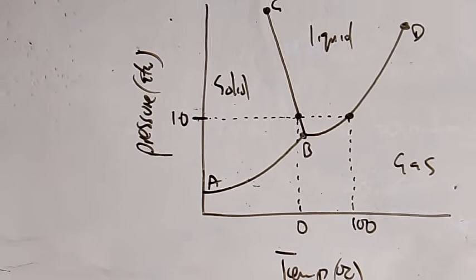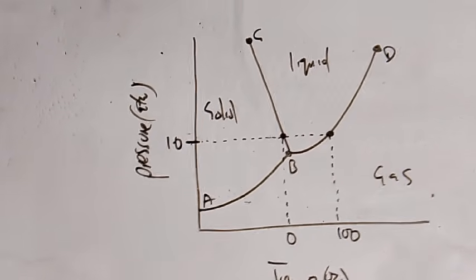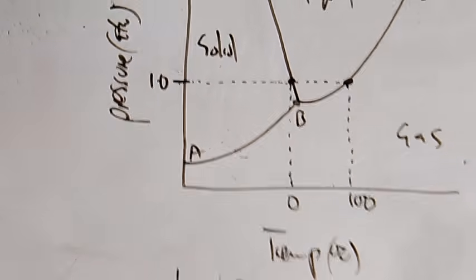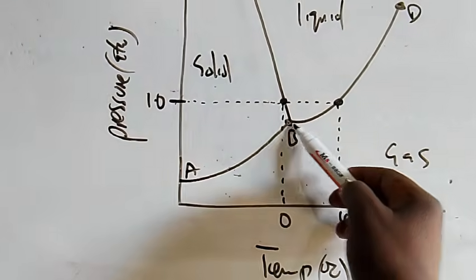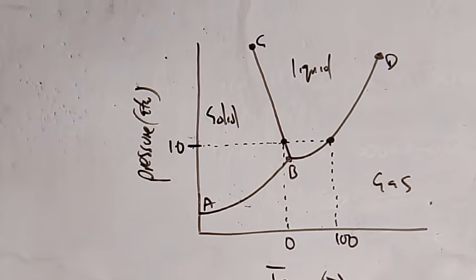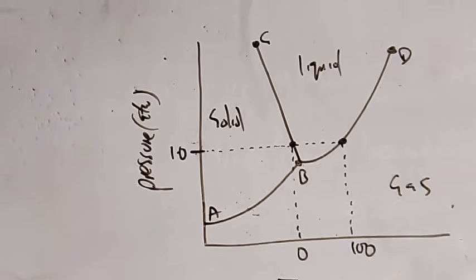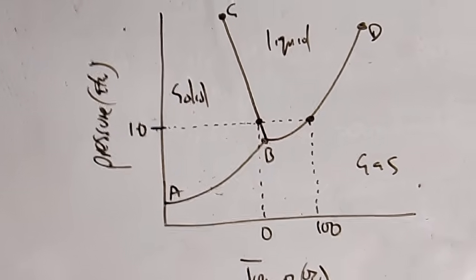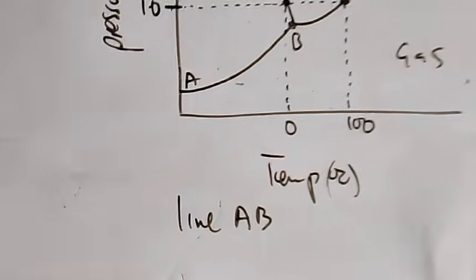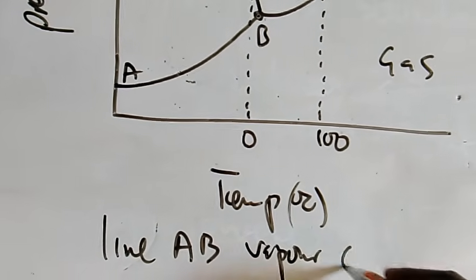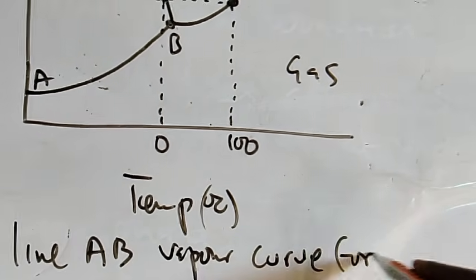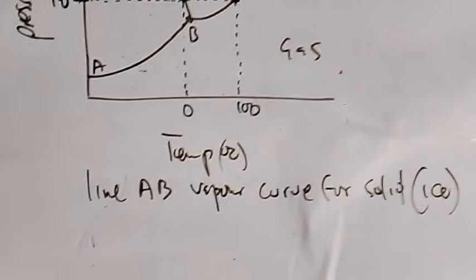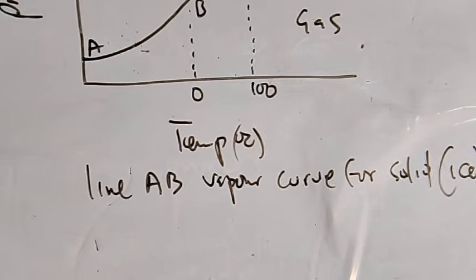So let's start with line AB. Line AB, as you can see, it's from solid to gas. Okay, so line AB is a vapor curve for solid. In this case we mean the ice. Solid is the ice in this case.